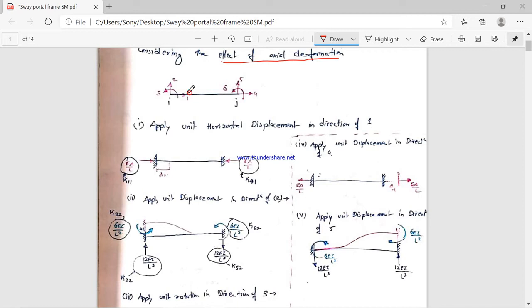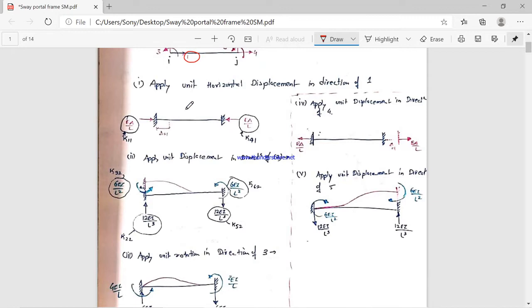So we will go step by step. First of all, it always starts with the axial deformation, the horizontal displacement in the direction of 1. So first of all we will consider case number 1. Whenever the horizontal displacement is applied in the direction of 1, the member between nodes I and J, a fixed beam, will appear with EA by L, EA by L. Here K11 and K41 will be acting. Okay, because we are applying the horizontal unit displacement in the direction of 1, it will be subjected to EA by L and EA by L here.